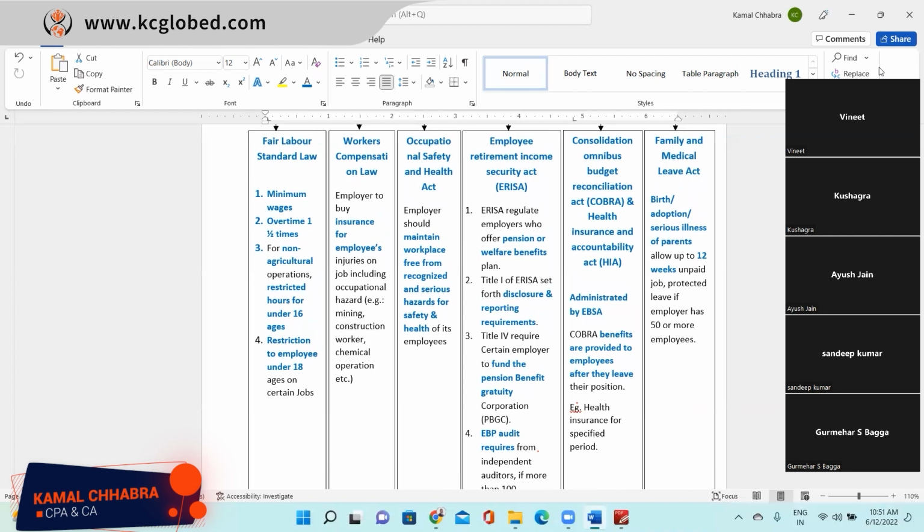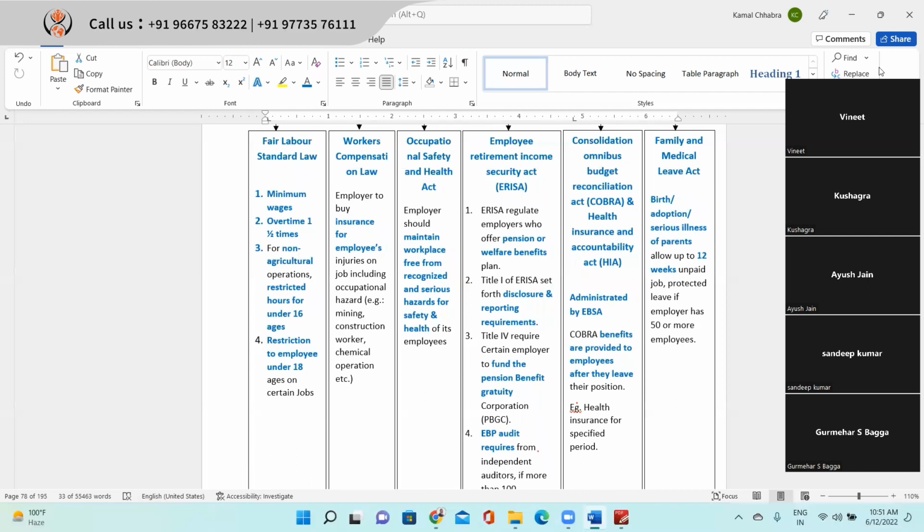Next one is the Consolidated Omnibus Budget Reconciliation Act, or COBRA Act, and the Health Insurance Portability and Accountability Act, which is called HIPAA. This is administered by EBSA, the Employee Benefits Security Administration, and COBRA benefits are provided to employees after they leave their position. So once an employee leaves, they will get certain health insurance benefits, or COBRA benefits.